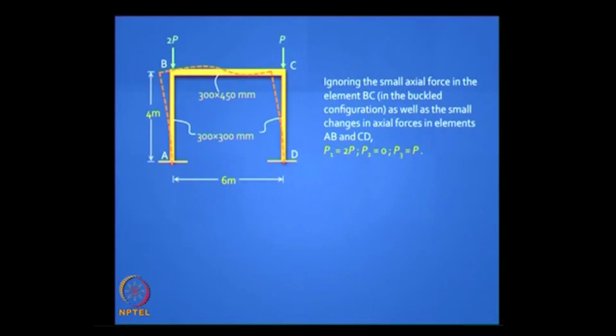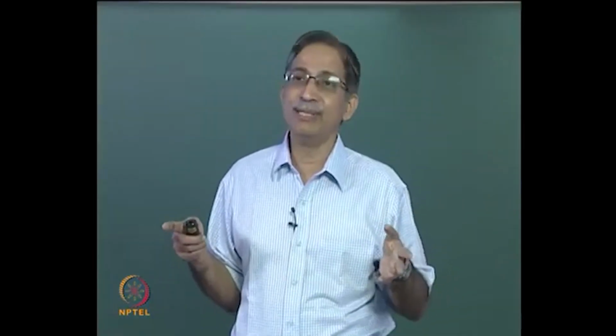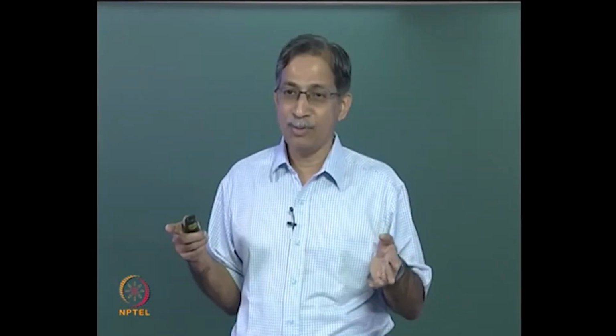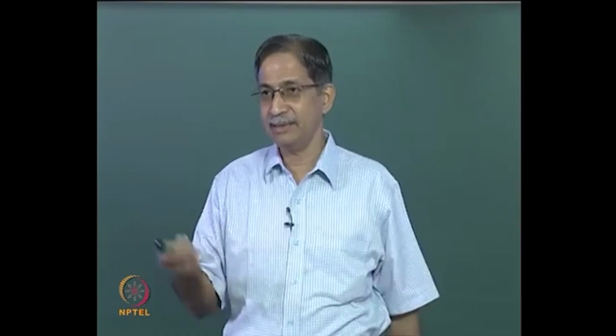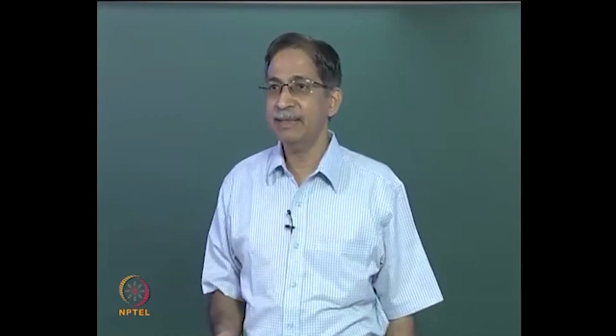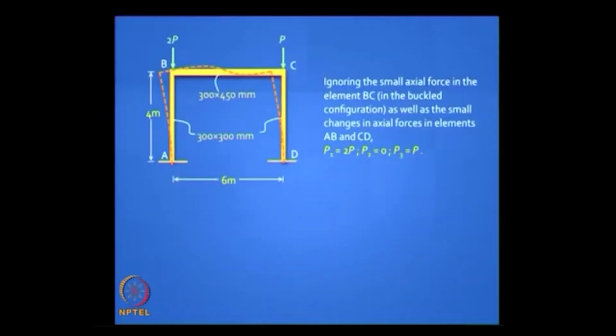Now for example here that 2P can come from the floors. Let us say this is a 20-storied building and I am trying to simulate the lowermost story, then that is the weight of all the floors coming from above. Is it clear? So these are the kind of physical meanings you can have. So we are saying P1 is 2P, P2 is 0 and P3 is P.